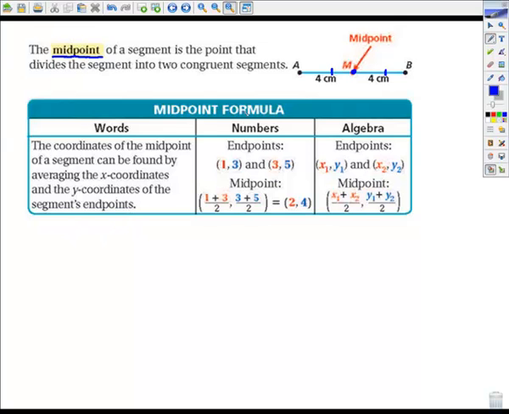Now to do the midpoint formula, it says the coordinates of the midpoint of a segment can be found by averaging the x coordinates and the y coordinates. When you average something, it's taking the mean. You add them up and divide by the total. Well, here we have 2 points, so you'll add them up and divide by 2. So if we look at the numbers, we take the x coordinates. Here it's 1 plus 3, divide by 2. 3 plus 5, those are the y coordinates, divide by 2. When you actually do it, this is what you get.